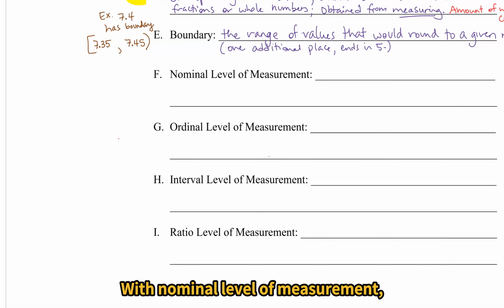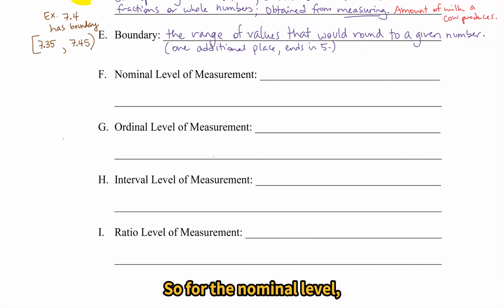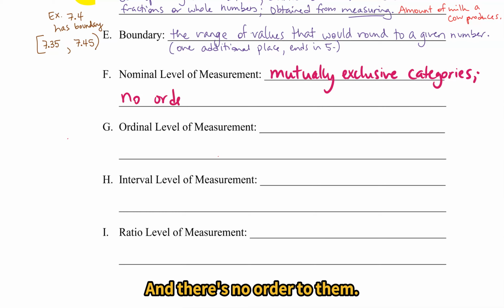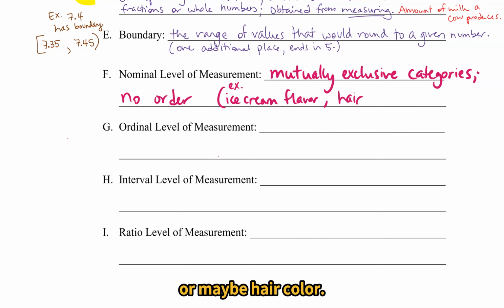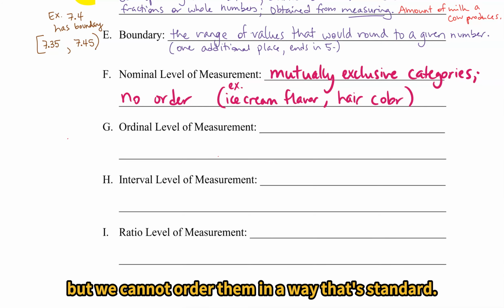With nominal level of measurement, the only thing we can do is put the variables into categories. So for the nominal level, we have mutually exclusive categories. And there's no order to them. An example would be like the ice cream, or maybe hair color. We can put it into mutually exclusive categories, but we cannot order them in a way that's standard.